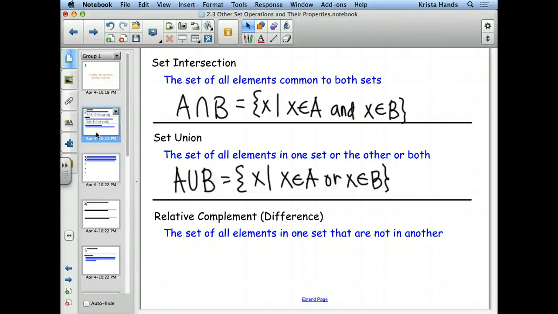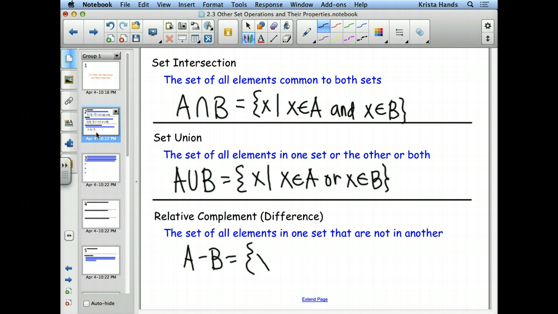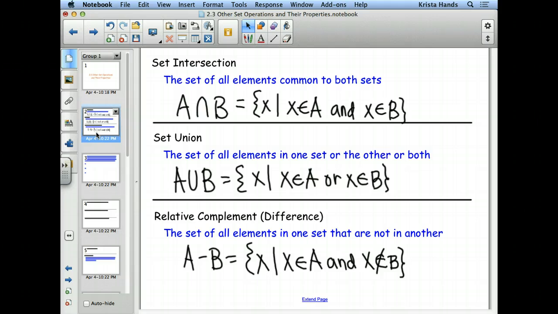Relative complement, or difference, as sometimes people call it, is the set of elements in one set that are not in another. The reason it's called difference is because it actually looks like you're subtracting. So A minus B means the set of all x, such that x is an element of A, and x is not an element of B. So it's in the first set, and it is not in the second set. It is removed from that.